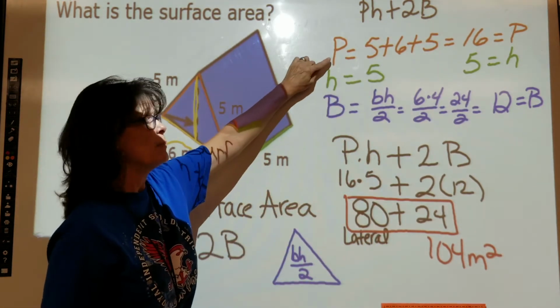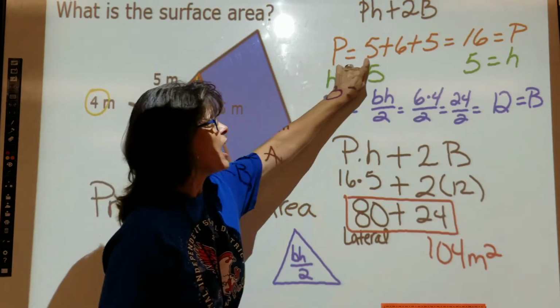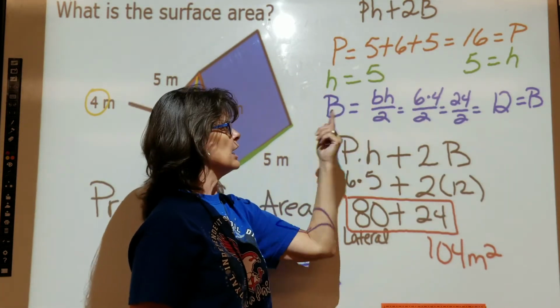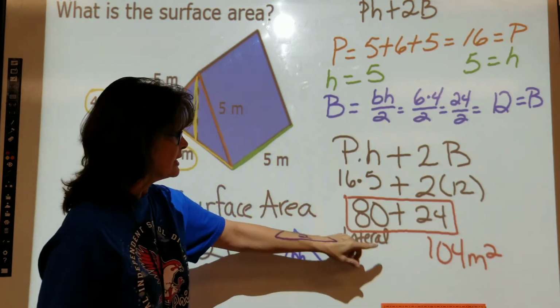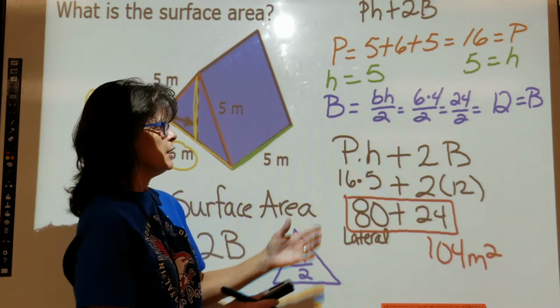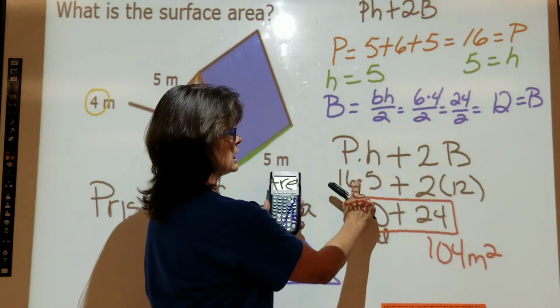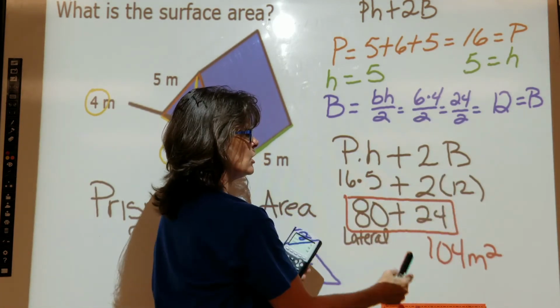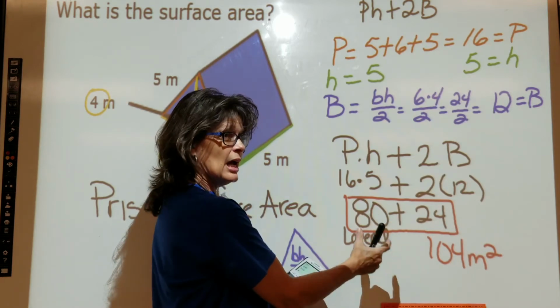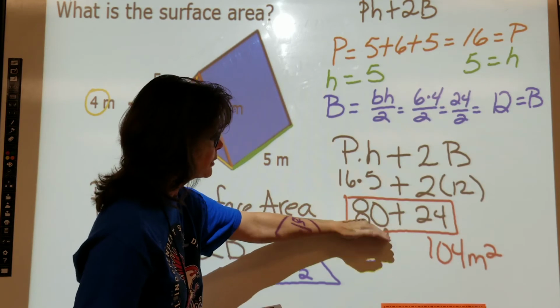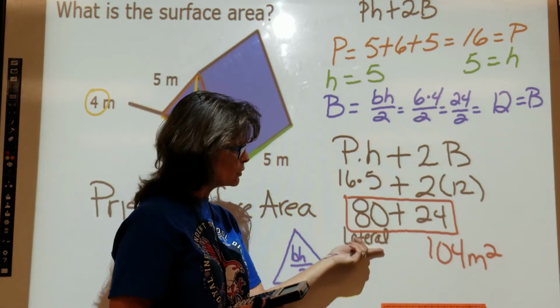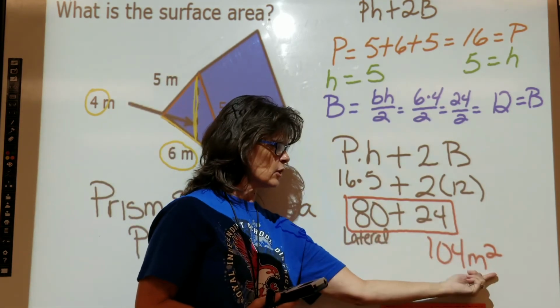I really recommend you set your problem up like this. Find your P, find your H, find your B, and then all you have to do is put in the numbers. And yes, I do mine like this every time. I can just put in my calculator 16 times 5 plus 2 times 12, but all that gives me is the total. And a lot of times they ask you for the lateral. So you want to be able to break your formula up into 2 parts. So lateral is 80. Total is both of them added together.